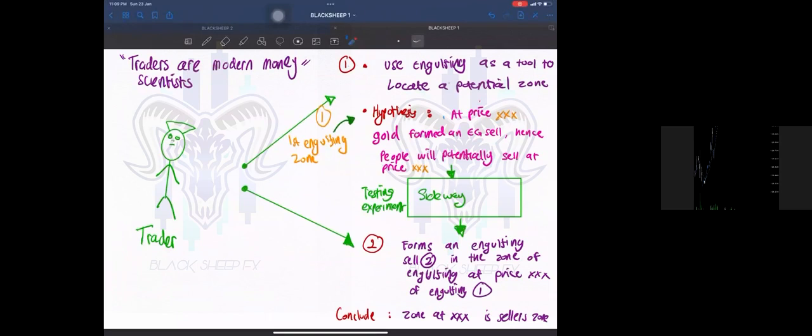So after you have done your hypothesis and you have waited for the testing of the experiment, which is sideway, then you wait for engulfing number 2 to happen in the zone of engulfing number 1. Only then can you conclude whether there's a seller or a buyer. So this is the overview of why we need engulfing for step 1. Is everyone clear? I'm not even teaching you anything yet. I'm just trying to get the logic and the importance of this concept into your mind first.